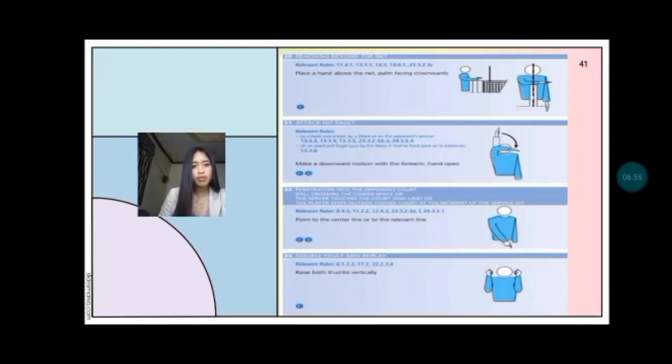Next one is the double fault and replay. Double fault and replay is when 2 or more faults are committed by opponents simultaneously. Double fault in a rally is replayed. Raise both thumbs vertically.